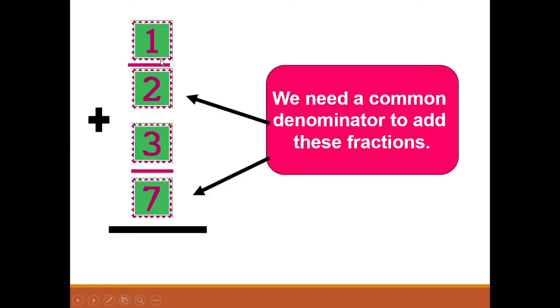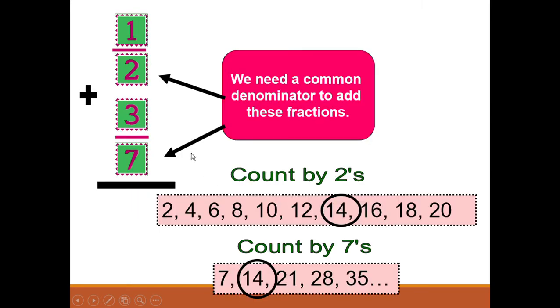Okay, so we have 1/2 plus 3/7. So we need a common denominator to add these fractions. Remember? Look at the 2 and the 7. Pag i-add mo siya, kailangan maghanap ka ng common denominator, mga divisible by 2 at 7. So, i-count mo by 2s: 2, 4, 6, 8, 10, 12, 14, 16, 18, 20, and so on. Then 7, count by 7: 7, 14, 21, 28, 35, and so on. Nakita mo yung common sa kanilang dalawa, which is 14. So, yun yung gagamitin mo.